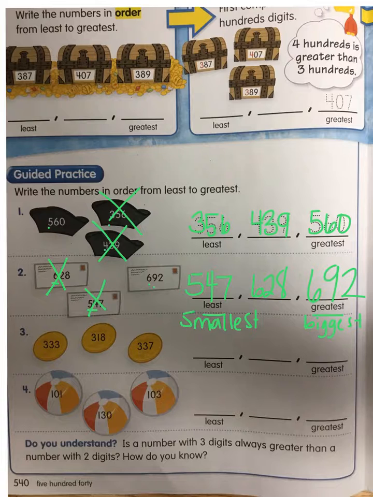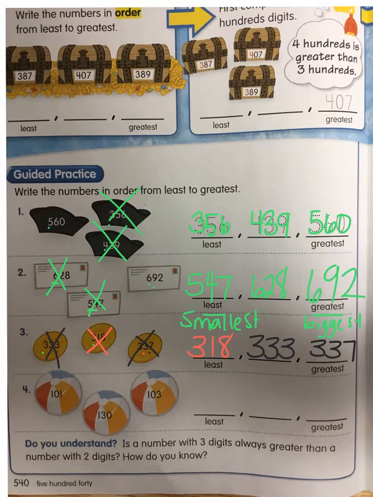All right, number 3. Oh, wow, these all have 3s in the hundreds place. So now I'm going to look in the 10s place. There's a 3 there, 1 there, and a 3 there. Well, 1 comes before 3, so 318 is the smallest or the least. Since these both have 3s in the 10s place, I'm going to have to look in the 1s place. So here, this one has a 3 and this one has a 7. 3 is smaller than 7, so 333 comes next. And the final number, the greatest or biggest number, is 337.